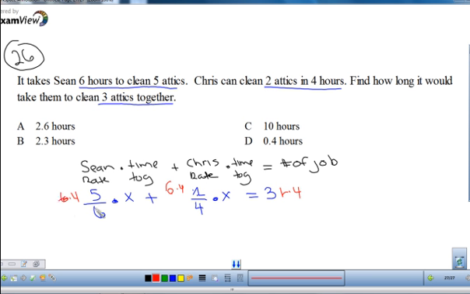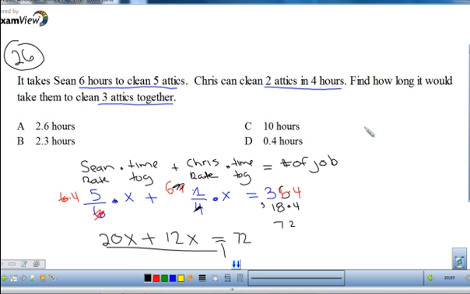Okay, so here my 6s are going to cancel. So I'm left with 4 times 5 or 20. My 4s are going to cancel. So I'm left with 6 times 2 or 12. And then 3 times 6 is 18. And 18 times 4, 72. Combine my like terms. I'm going to have 32x equals 72. Divide by 32.